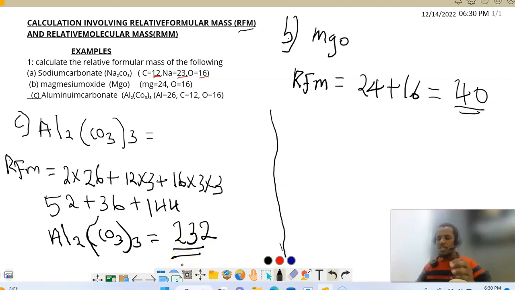I hope everybody's understanding. That's how you do it. This one is very simple, that's why I will not take much time. Our next lesson will be relative molecular mass.